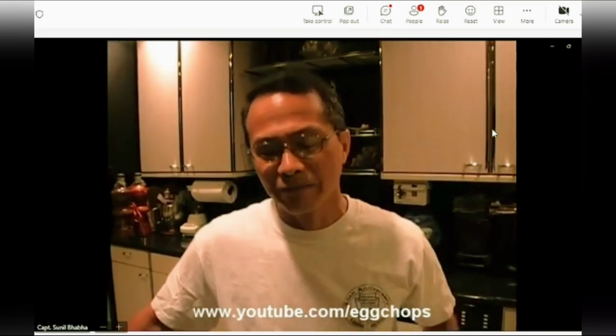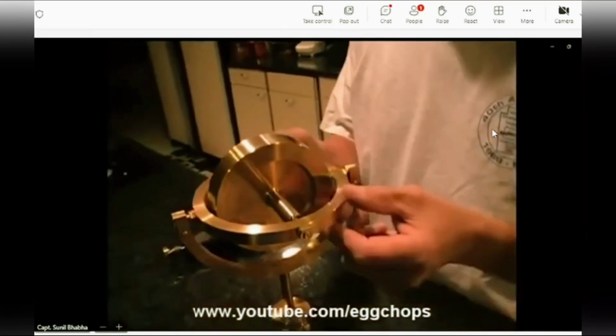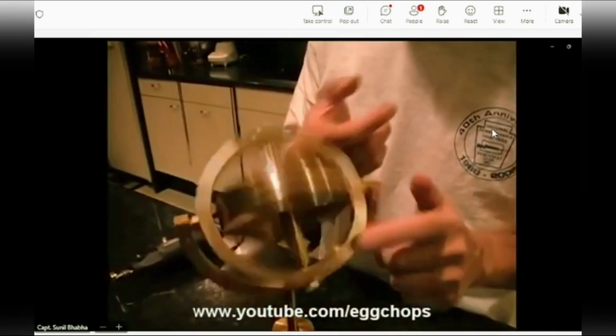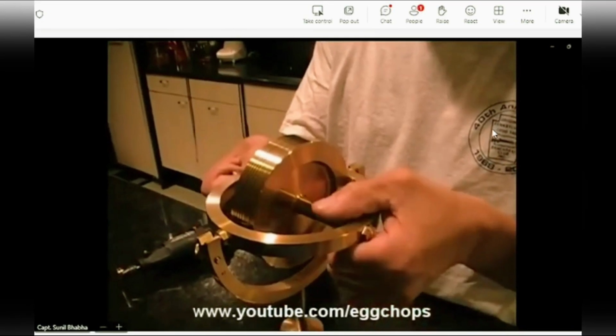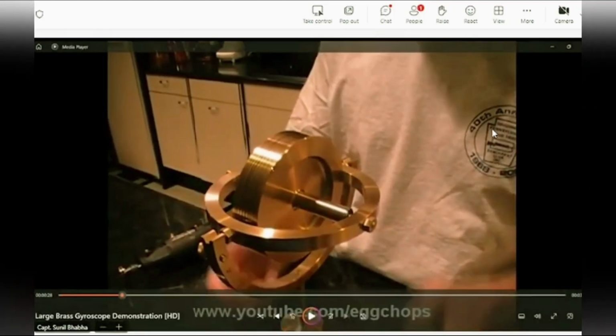Good evening. I'm Ed. This is an egg chop production, and we're going to demonstrate a gyroscope spinning. Now, over here we have a brass gyroscope, toy gyroscope. There's a brass flywheel that rotates in this. So you see, we have the spin axis, we have the rotor, quite thick rotor. It's a brass rotor, and you can see that he has now turned it, and it is spinning. It can spin clockwise or anti-clockwise in any direction.